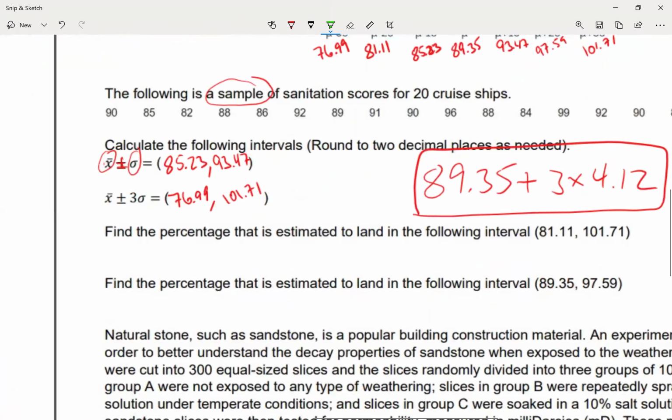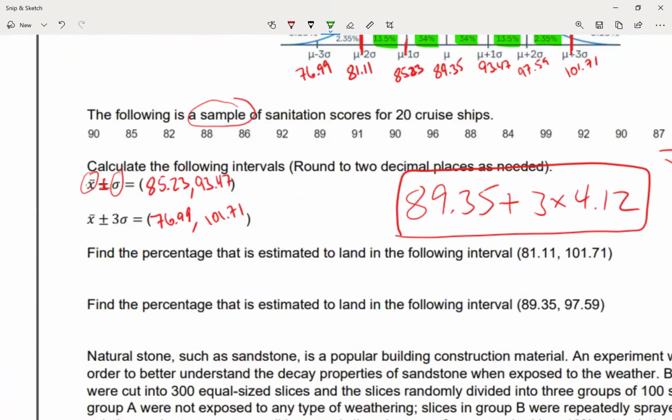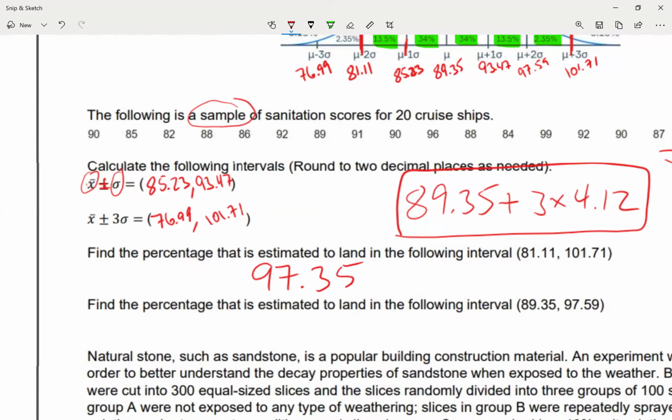So 97.35%. Here it says find a percentage, so I'm just going to write 97.35. Right? It asked me for the percentage, so I had to do it in percent. 97.35%. Just write the number. Now the next one, it says find the percentage that is estimated to land in the following interval from 89.35 to 97.59.